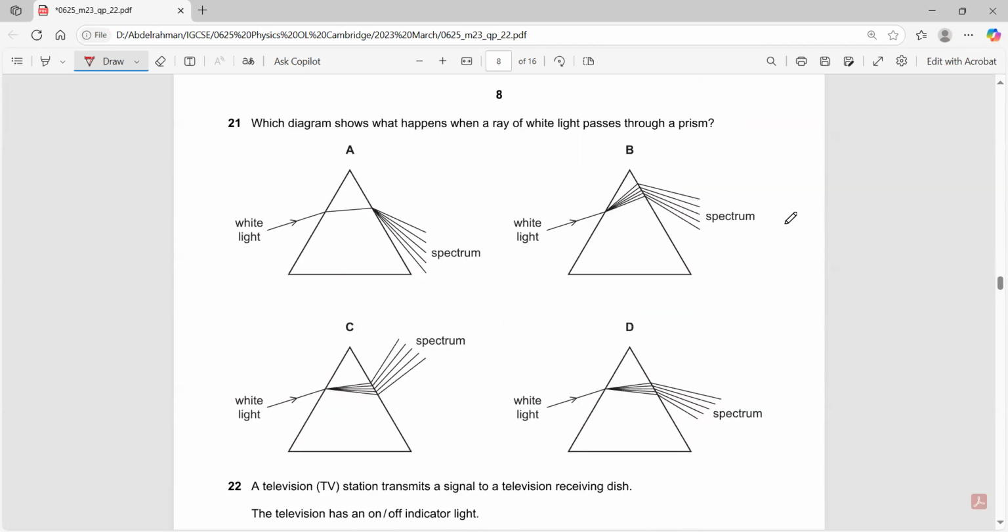Which diagram shows what happens when a ray of light passes through a prism? Gets dispersed. So A is wrong. B, no, it's dispersed downwards a little. C, and then when it exits the prism, it will move downwards as well. So it has to be D.